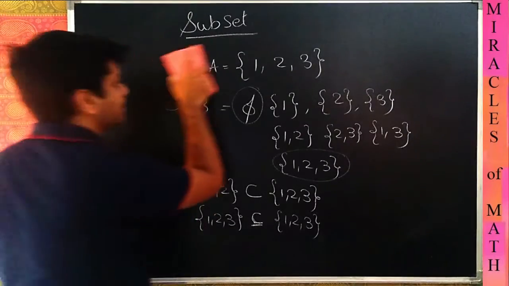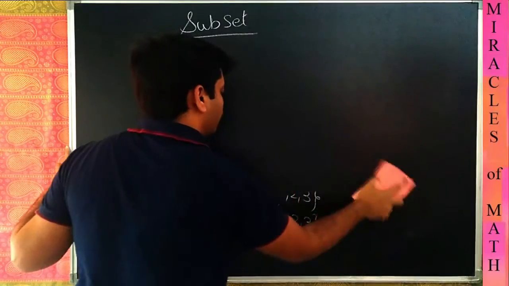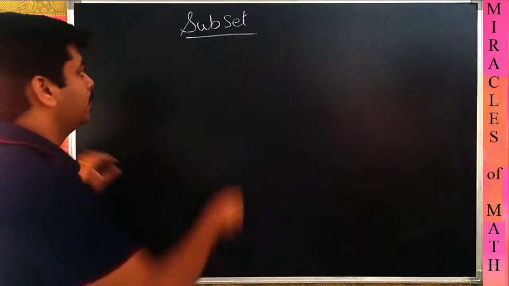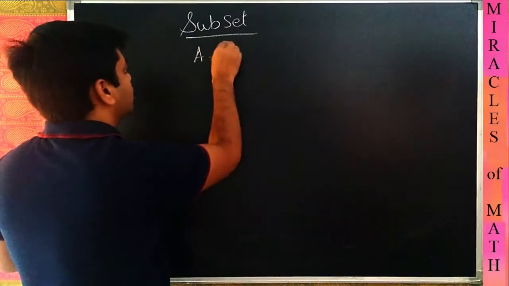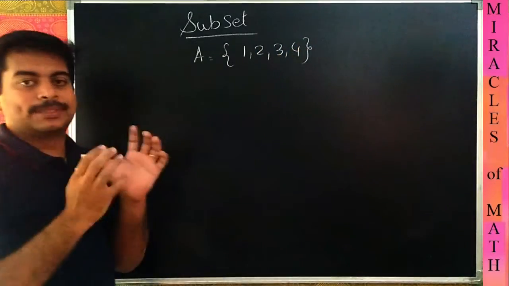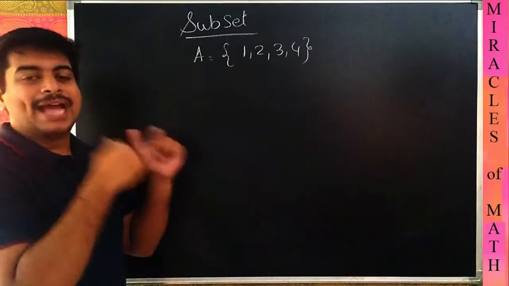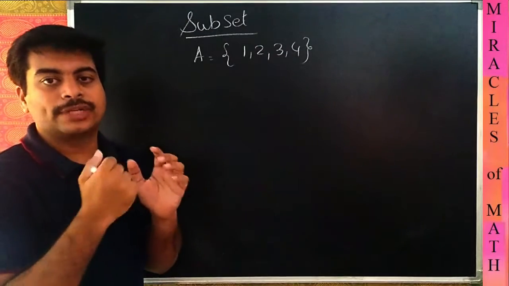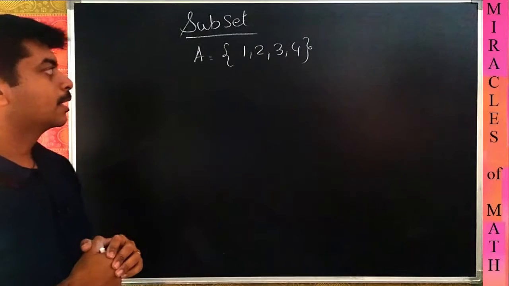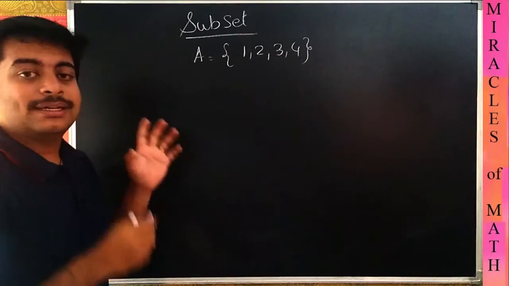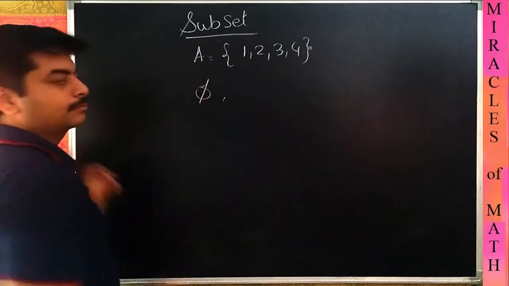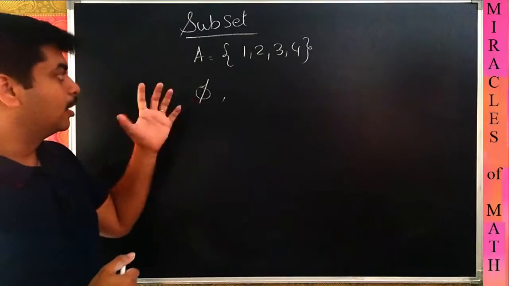Let us take one more example. Now we'll take 4 elements, like set A is equal to {1, 2, 3, 4}. I want to write all the subsets. It's very difficult. As we increase the numbers, it will be difficult to write all the possible options, so we'll try to write properly. Selecting 0 elements from here means an empty set, which is phi.